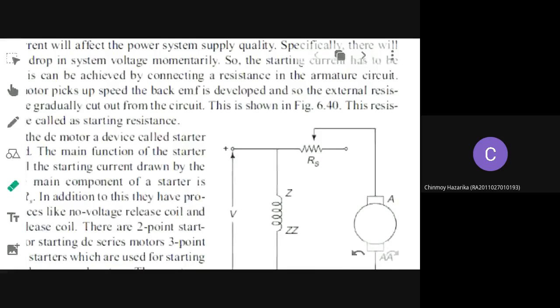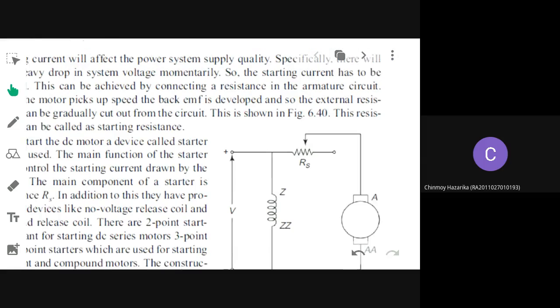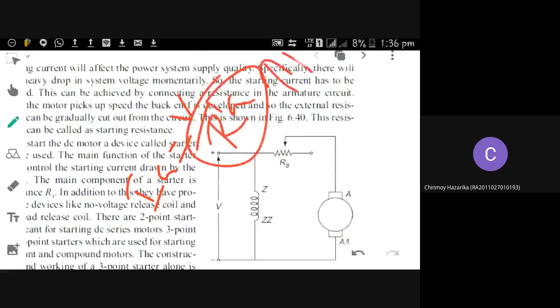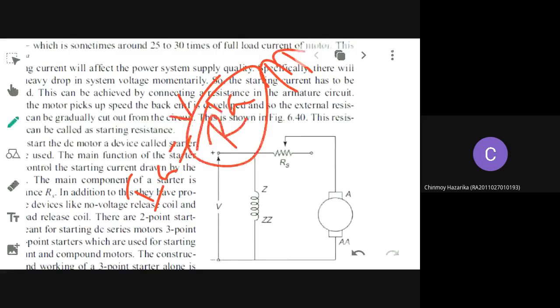This is your motor symbol, already you know the armature. This is your shunt field. If you directly connect the motor to the supply, this will be the case. But suppose you are able to increase the value of RA somehow, by connecting some extra resistance in the form of RS, then what will happen to IA?